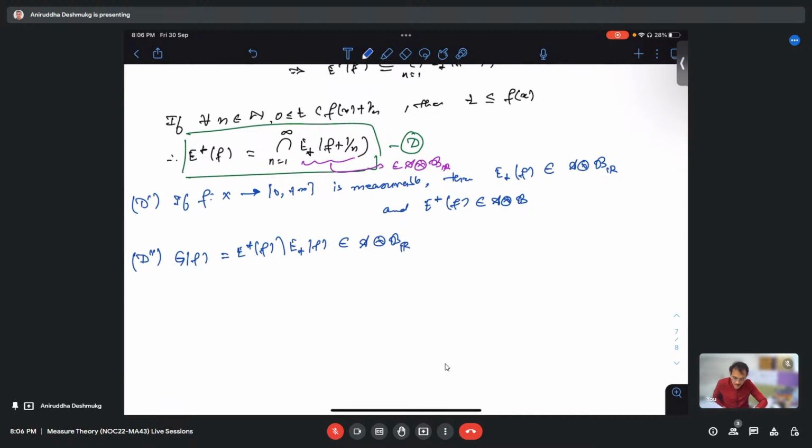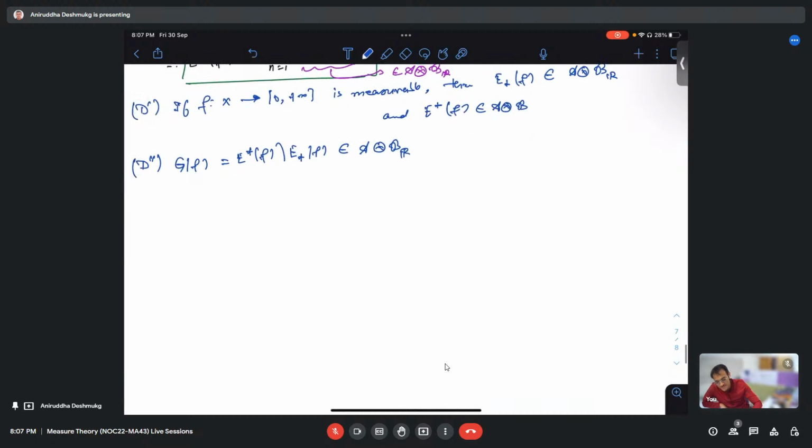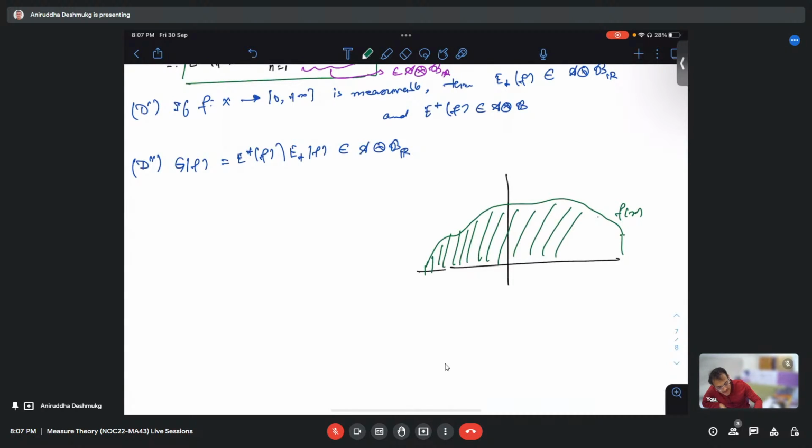Not the usual B, the Borel sigma algebra of R. Okay, so now we are done. Now we just need to look at whether we can really see this. As I have mentioned earlier, if I have this graph, this is our f(x), and if I look at everything on and below this curve, this is our E upper star f. I know that it is a measurable set, so I can talk about its measure in the product sigma algebra.